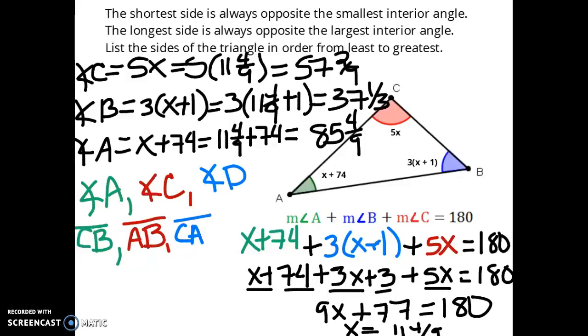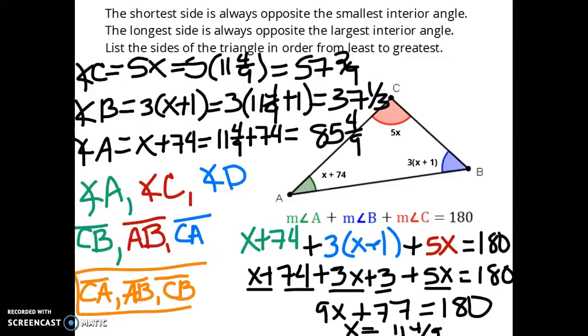Is this the correct answer? No, it is not. The question is saying list least to greatest. So that is incorrect. The correct answer would be segment CA, then segment AB, and then segment CB. That is the correct answer.